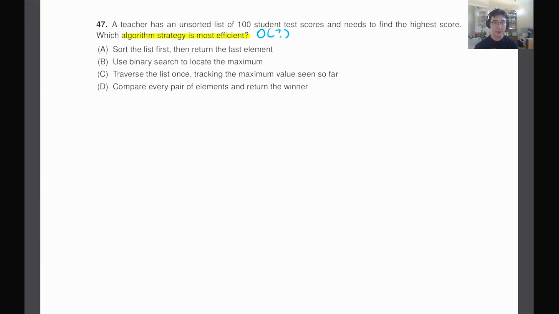Well, the best one might be merge sort, which would be n log n. And then returning the last element would just be BigO 1, right? So that is basically the main thing, n log n. Can we do better than that? Let's look at the other answer choices.